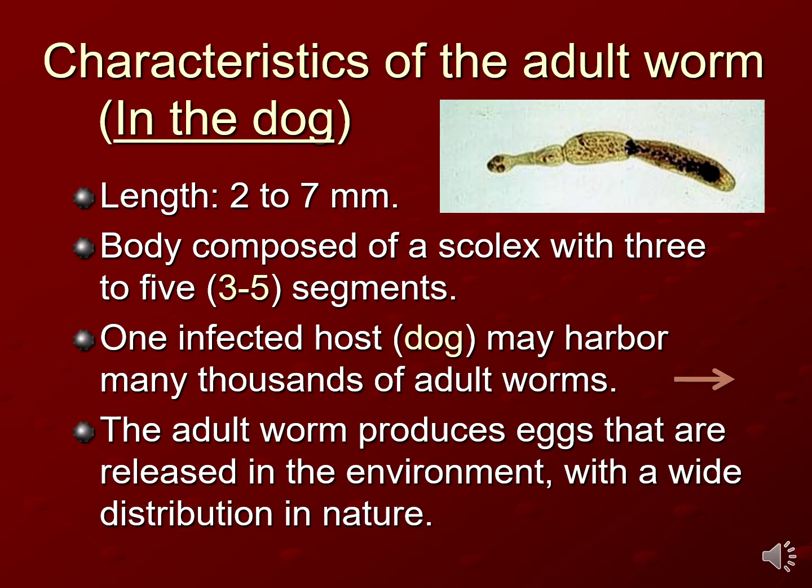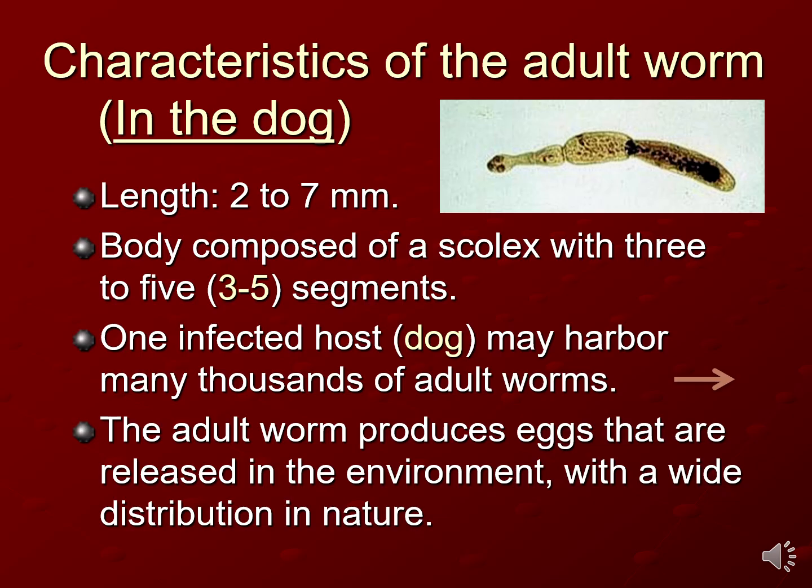Characteristics of the adult worm. The adult worm is 2 to 7 millimeters. I would say it's around 1 centimeter in size. Generally, it's about 1 centimeter in size. The body is composed of a scolex and then 3 to 5 segments. And one infected host or dog may harbor many thousands of adult worms. So it can disseminate a lot of eggs in the environment.